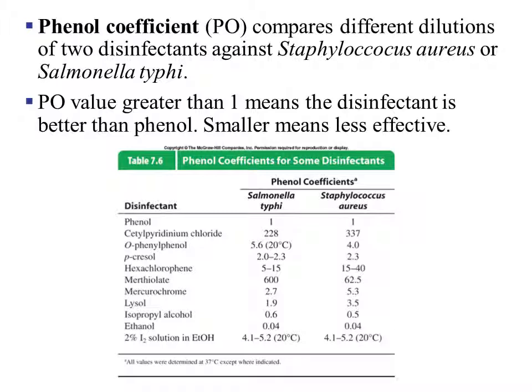You're going to take each disinfectant and do a dilution series. Then you're going to contaminate each dilution series with the bacteria in question, and you're trying to see which disinfectant kills better. If it kills better than phenol, the number that it will receive will be greater than 1. If not, it will be less than 1. So look at table 7.6 and you will see a few different disinfectants being compared to phenol. Look at Lysol. Lysol is a little bit stronger than phenol in reference to killing Salmonella.